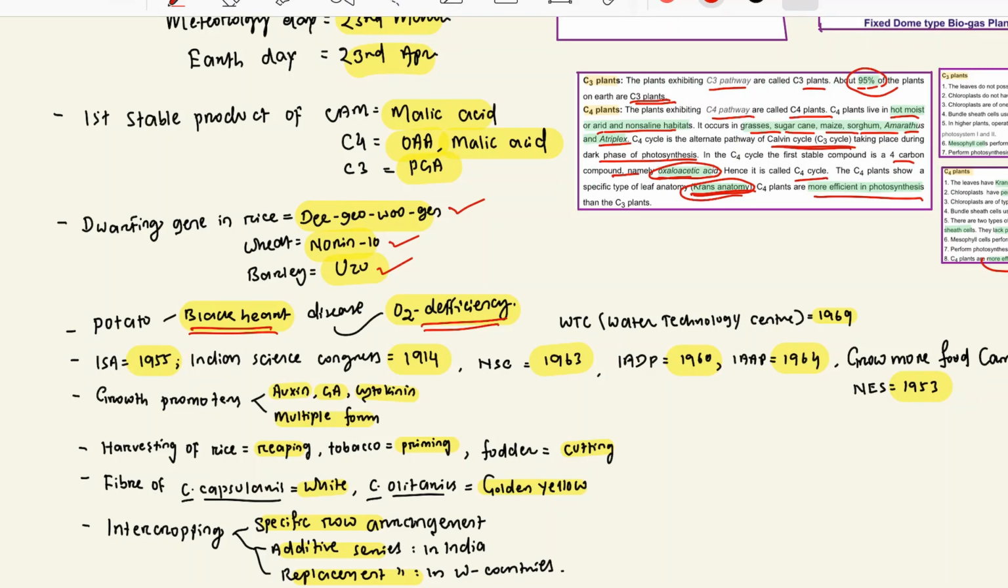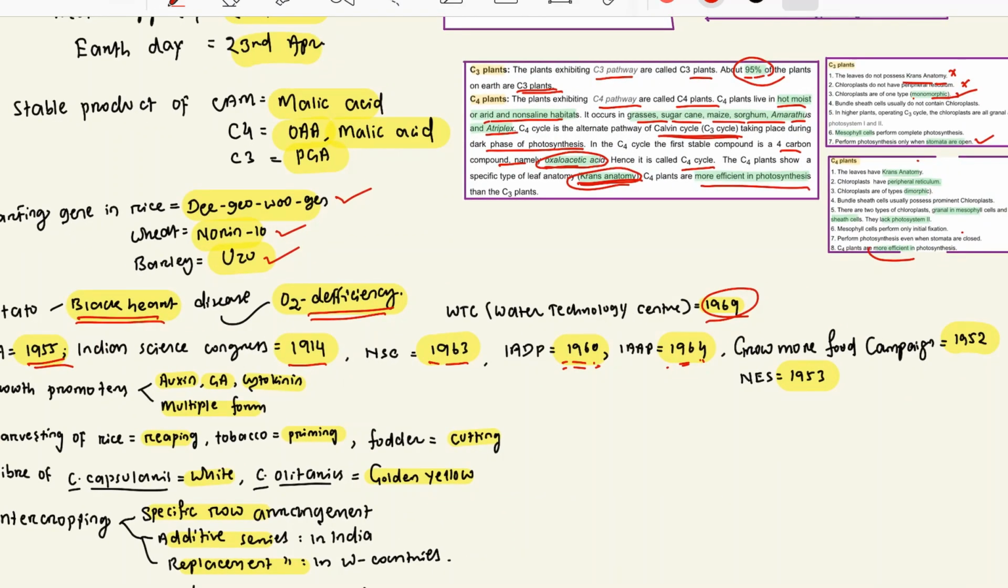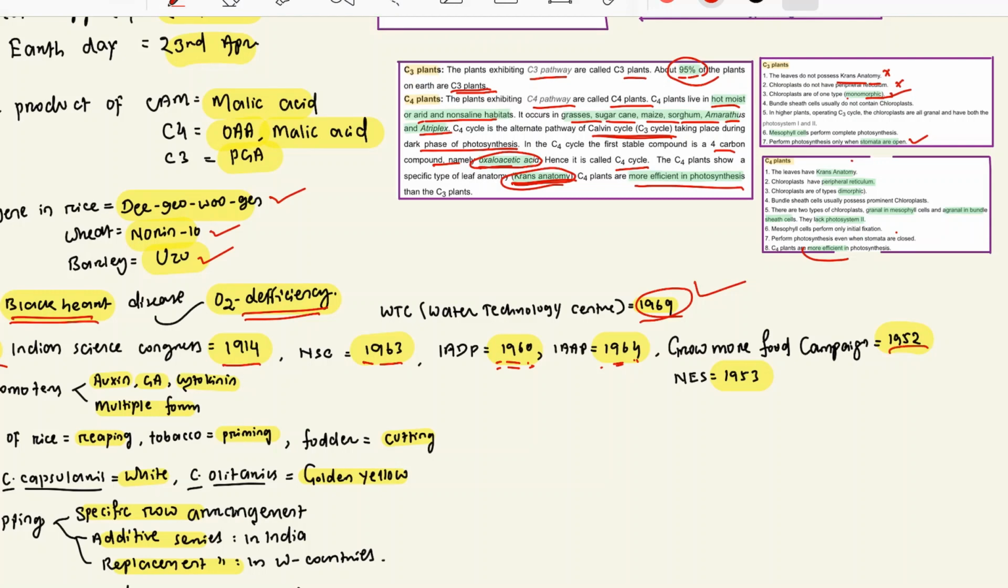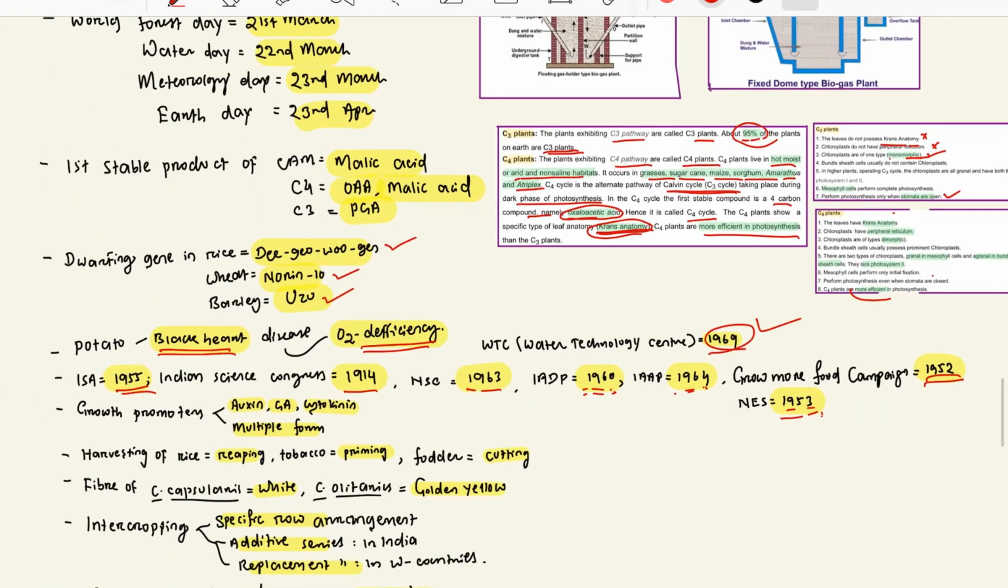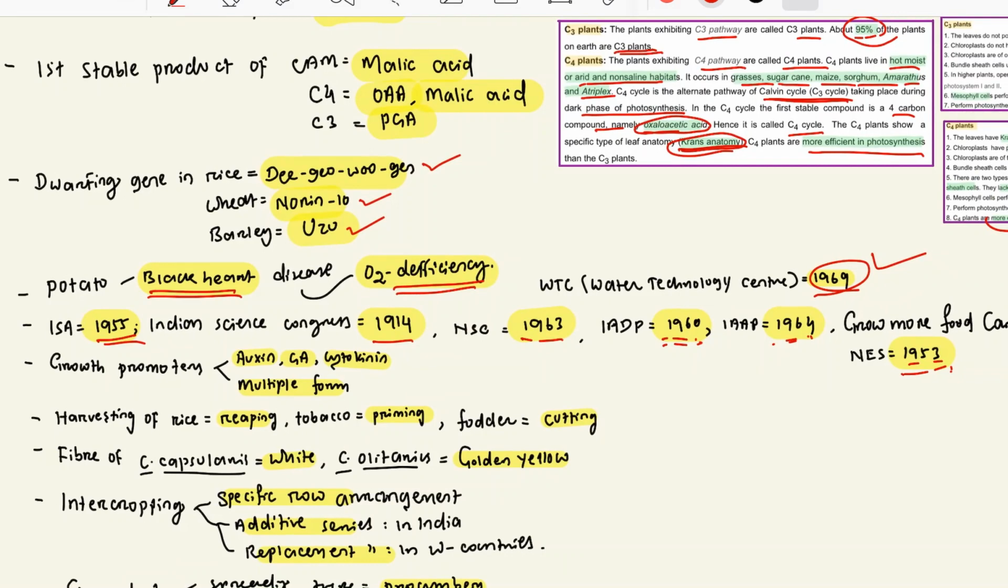There are some years of establishment of some societies: Indian Society of Agronomy in 1955, Indian Science Congress established in 1914, National Seed Corporation 1963, IADP 1964, IAAP 1964, IADP in 1960, and IAAP 1964, Water Technology Center 1969. This was a previous question of the IARI exam. Grow More Food Campaign in 1952, National Extension Service 1953. You may go through a General Agriculture book for more information.